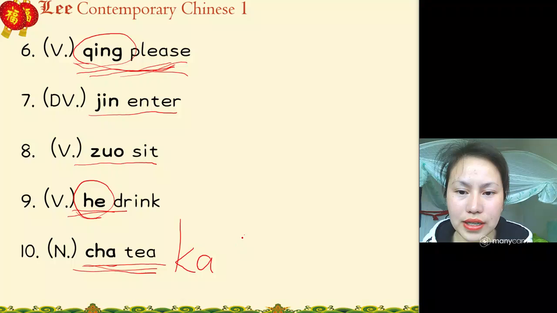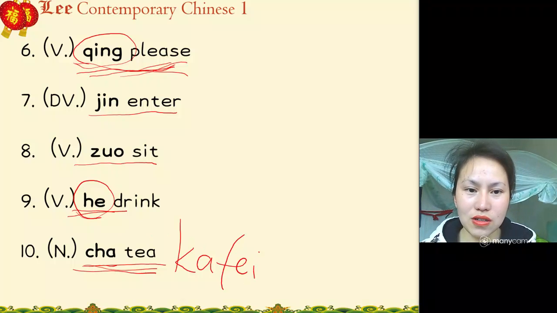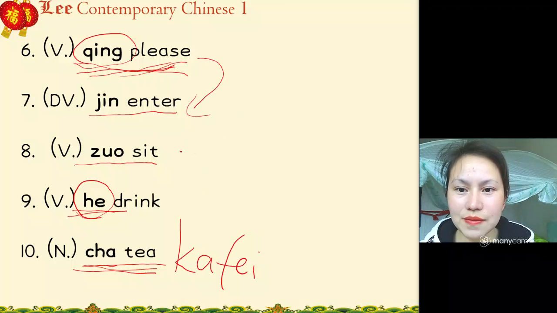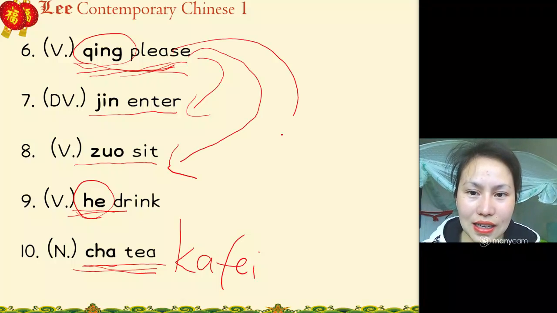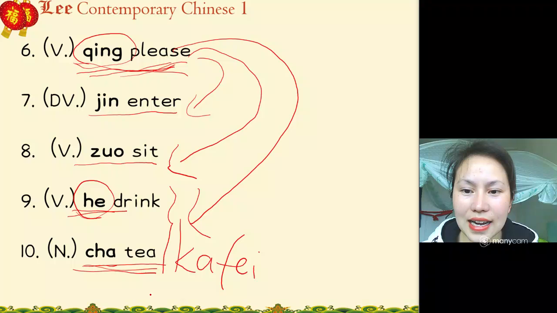And 咖啡, 请喝咖啡, also okay. So, how to treat guests? Three ways. First, 请进, please come in, then 请坐, have a seat, then 请喝茶. Okay, three steps to treat guests in the Chinese way: 请进, 请坐, 请喝茶.